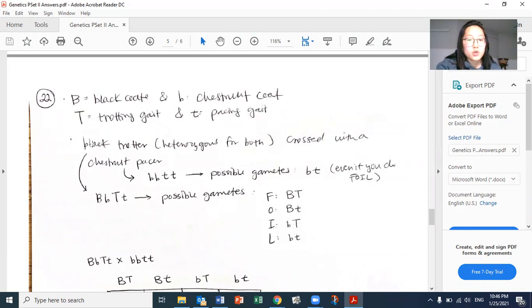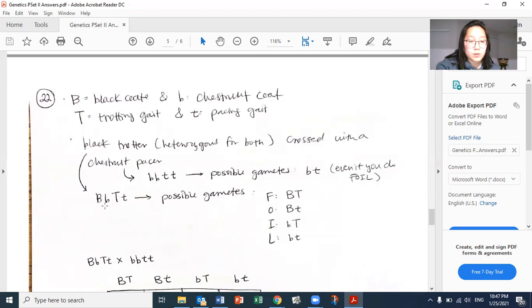So we have a black trotter, which is heterozygous for both, which is represented by capital B, lowercase b, capital T, lowercase t. It is crossed with a chestnut pacer. So chestnut means it has to be homozygous recessive for the B, lowercase b, lowercase b, and it's a pacer, so it has to be lowercase t, lowercase t. The possible gametes for a homozygous recessive for both traits is super, super easy, because it can only give lowercase b, lowercase t, no matter if you take the first, the outside, the inside, or the last. It's all lowercase b, lowercase t.